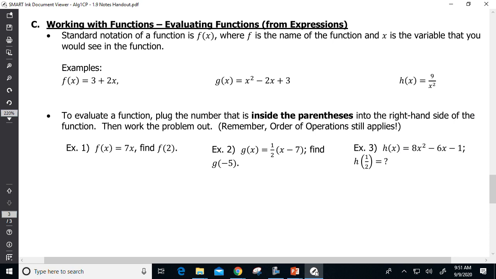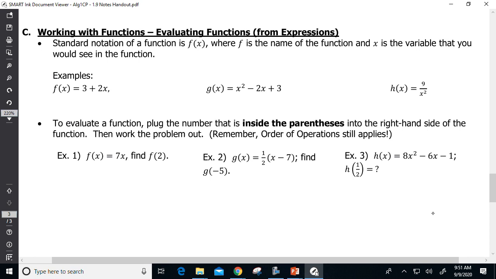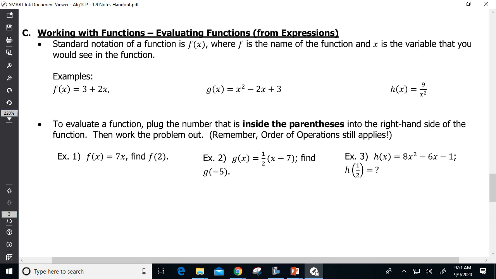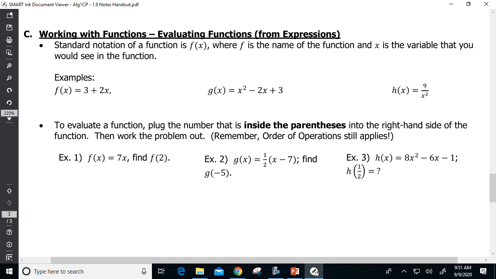So far we've just been working with basic expressions, how to plug numbers in, how to combine like terms, distributive property, all that jazz. When we're working with a function, now we have symbols that we work with. The primary symbol is f parentheses x.